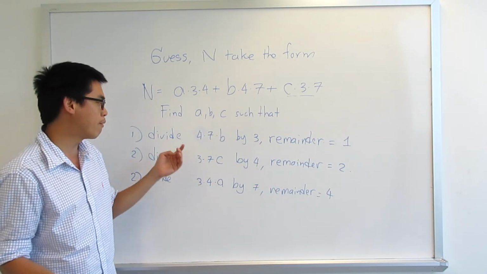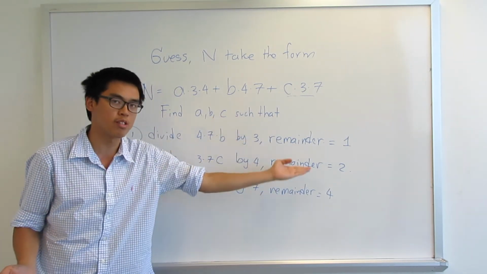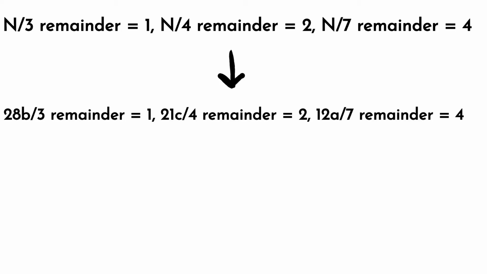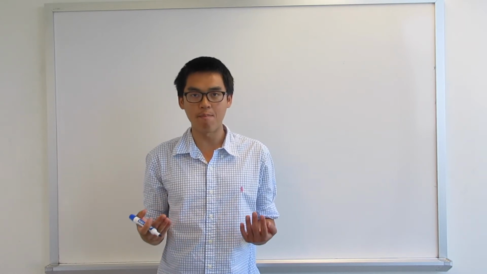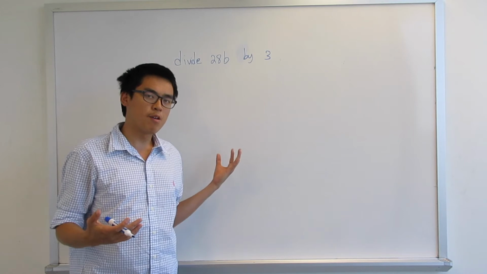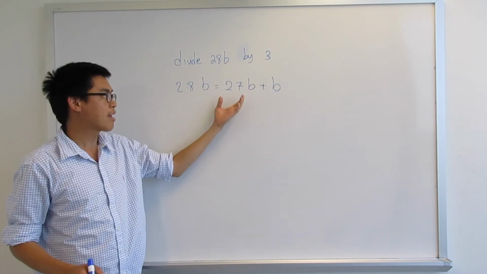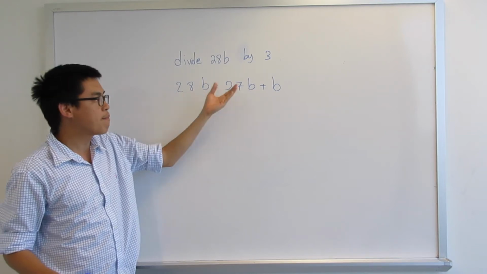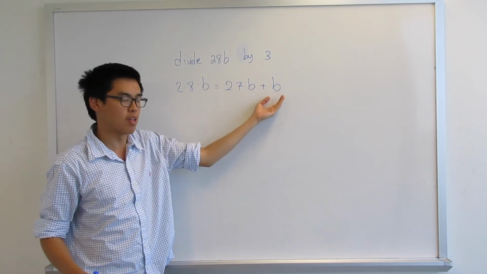If we somehow can come up with a, b, c that satisfy these 3 conditions, you can just plug this in this formula, then n will satisfy the 3 original conditions that we want. Alright, for the next step, let's look at our new first condition. We want to divide 4 times 7 times b, which is 28b, by 3, and we want the remainder to be 1. Note that 28b can be broken into 27b plus b. And again, this guy is divisible by 3, so the remainder when dividing this guy by 3 is the same as the remainder when dividing this guy by 3.